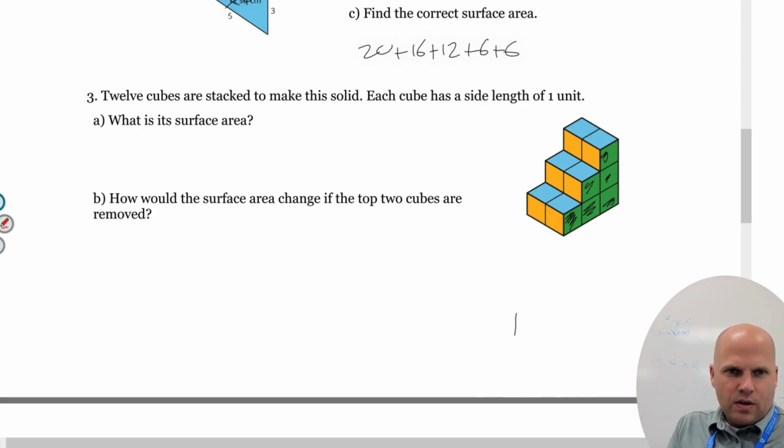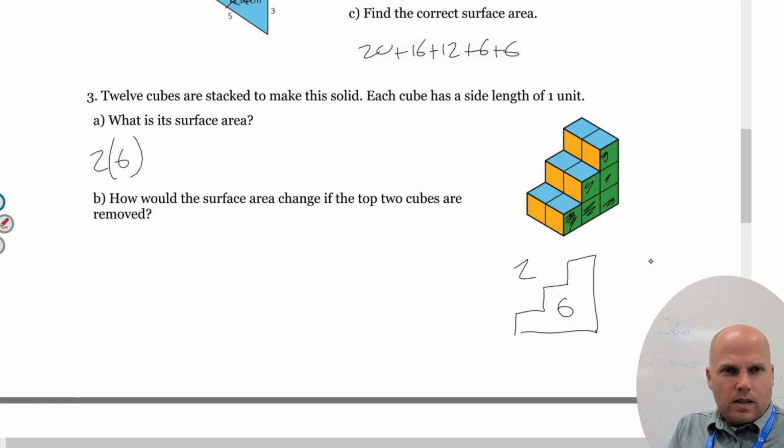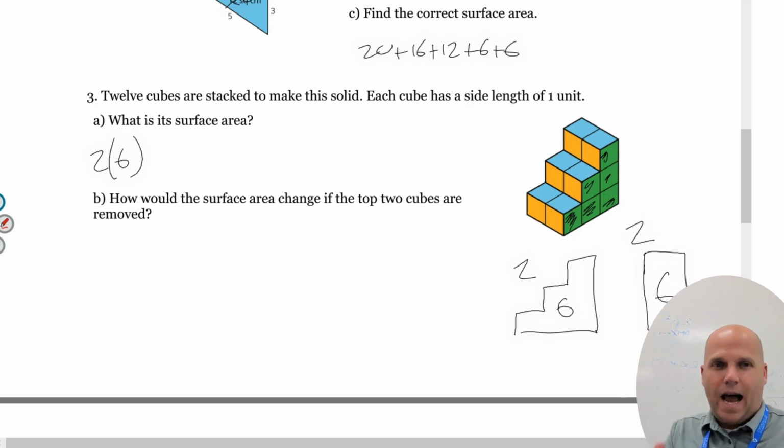We have this, 2 of these, which are 6 each. So we got 2 6s. Then we got the bottom, which is a 2x3, which is 6 each. 1, 2, 3, 4, 5, 6, right? We have that. We have the back of it. So I have 2 of those flat.